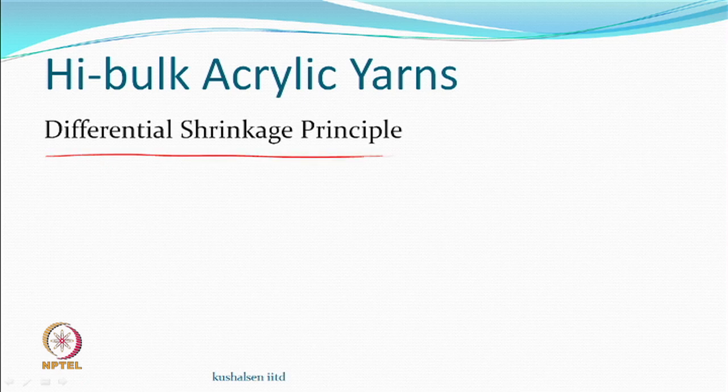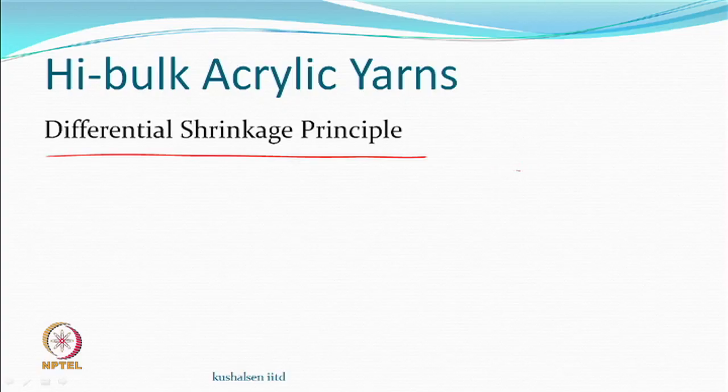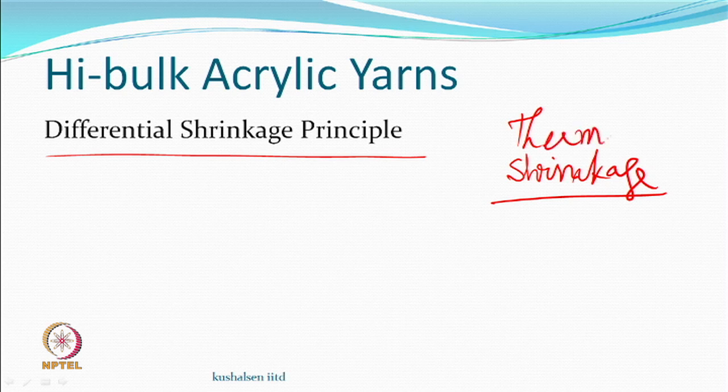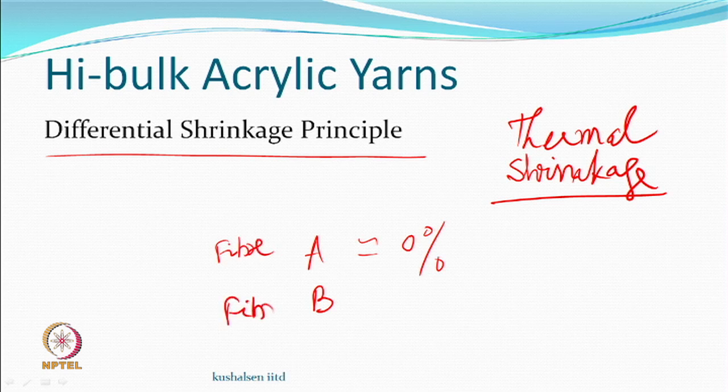It works on the principle called the differential shrinkage again. You remember we said in the case of bicomponent yarn also, it is a difference between the two types of things. So, here you can make one fiber, let us say acrylic fiber, which has let us say shrinkage on heating, thermal shrinkage. One yarn, let us say fiber A has close to 0% shrinkage, and fiber B is close to 30%. This is called difference. That means you heat one fiber, approximately its dimension will remain same after heating. Other fiber, its dimension will reduce.